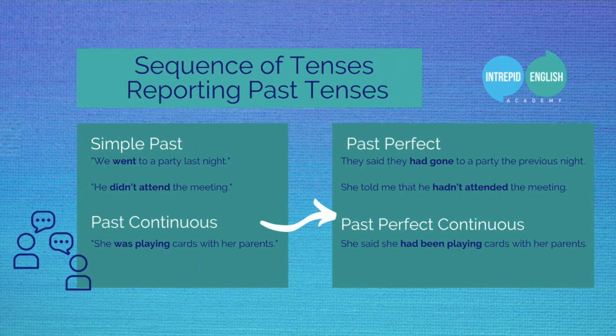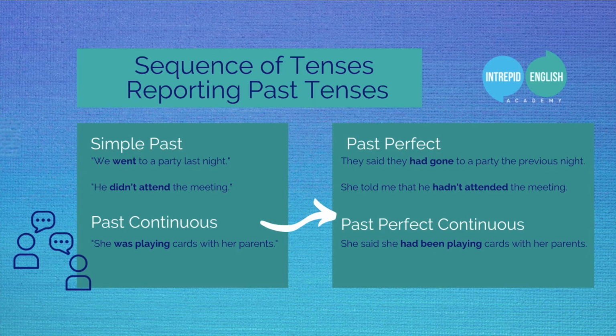Now, what happens if your direct sentence is in the past simple? Well, then we transform it to the past perfect. Here are some examples. She went to a party last night. They said they had gone to a party the previous night. He didn't attend the meeting. She told me that he hadn't attended the meeting.